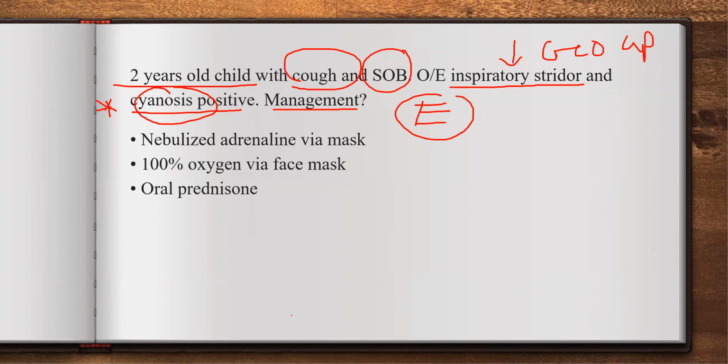If the child has cyanosis or hypoxia, hypoxia is not very common in croup, but if it happens, then it's severe. So cyanosis is a very important feature of severe croup. So this patient will need adrenaline. If it was a case of moderate croup, then we can only give oral prednisolone.